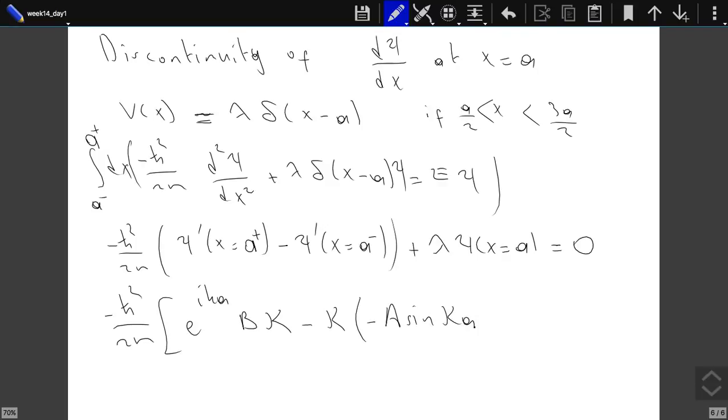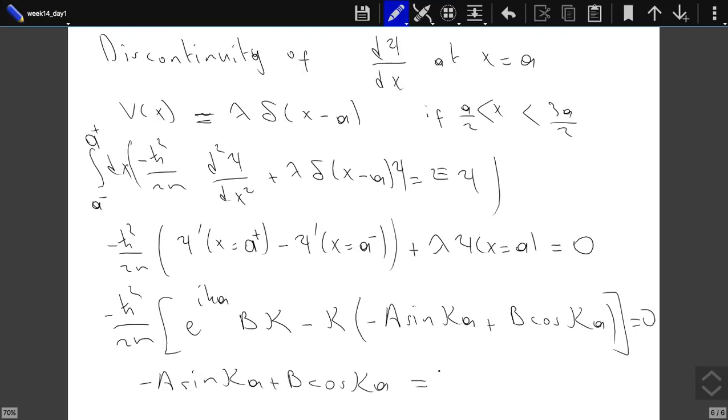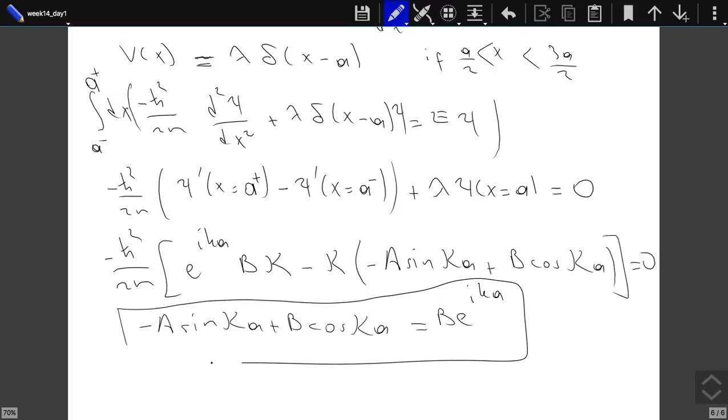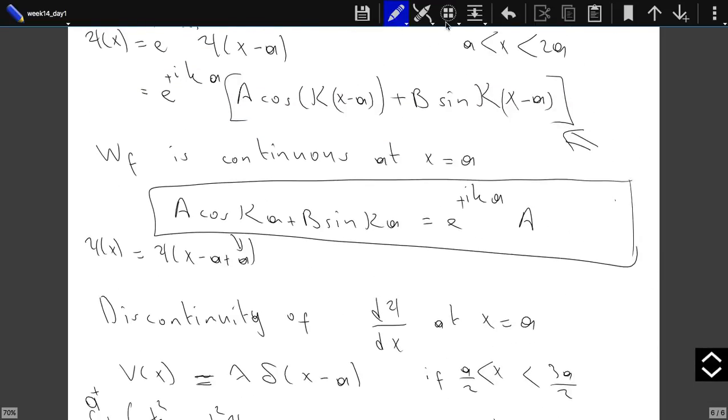Minus a sine kappa a plus b cosine kappa a. This should be equal to 0. Or, let's just rewrite it: minus a sine of kappa a plus b cosine of kappa a should be equal to b times e to the power i k a. This is our second equation. And this is our first equation.